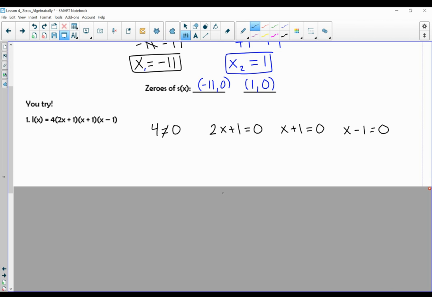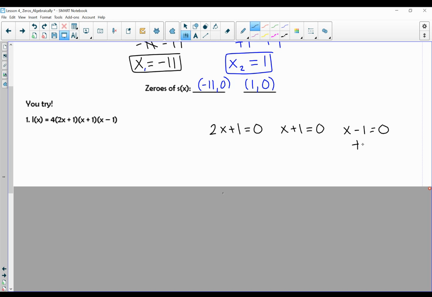So I actually don't ever really need to set the constant equal to 0 because we know that unless the number is 0, it's not going to be equal to 0. And we also know that we're solving for x. So if there is just a constant, we don't set it equal to 0. So I'm going to start with these two on the end.